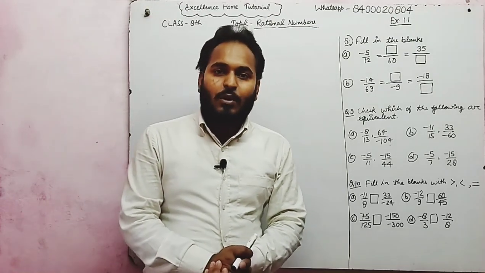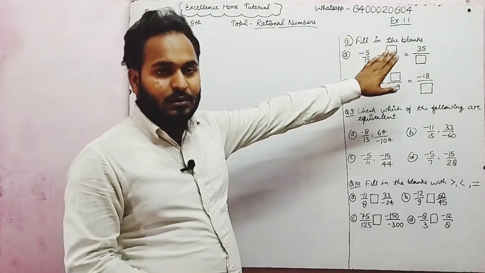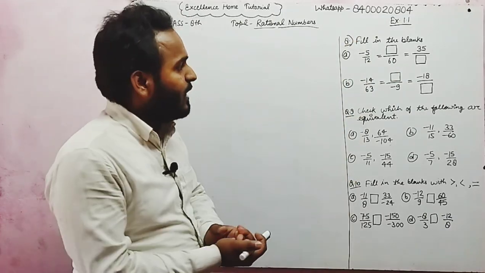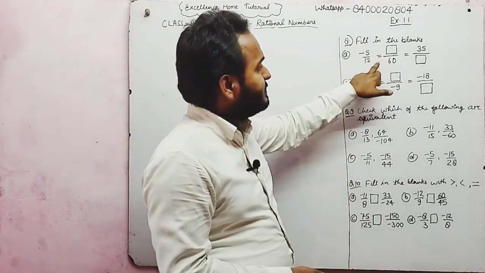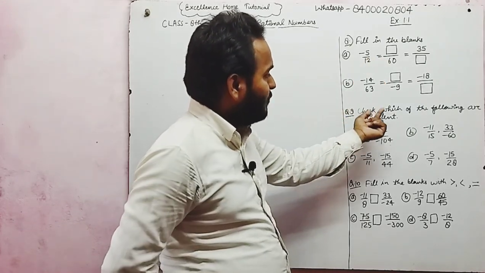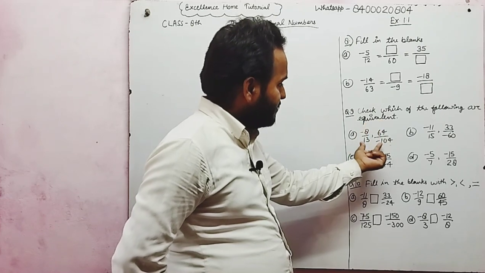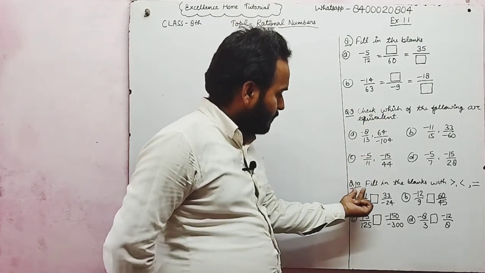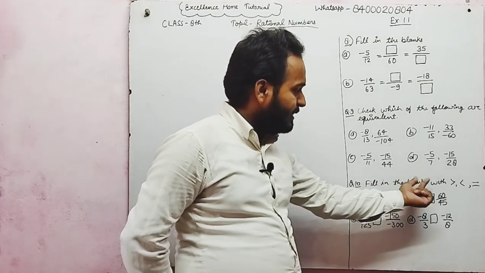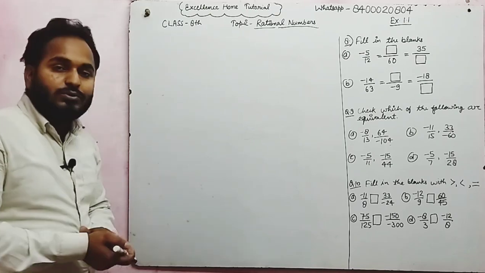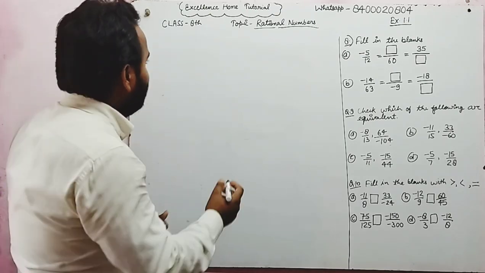Today we will discuss rational numbers, exercise 1.1, questions number 8, 9 and 10. In this we have to fill in the blanks according to equivalent rational numbers. In question number 9 we have to check whether these rational numbers are equivalent or not, and in question number 10 we have to fill in the blanks with the greater than sign, less than sign or equal to sign. So let's start with question number 8.